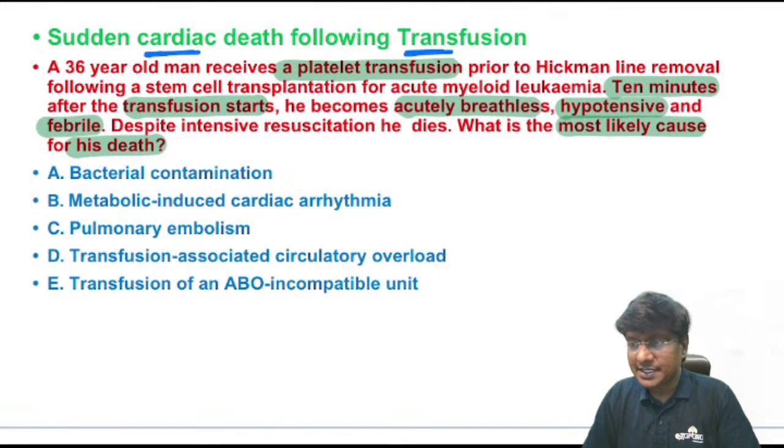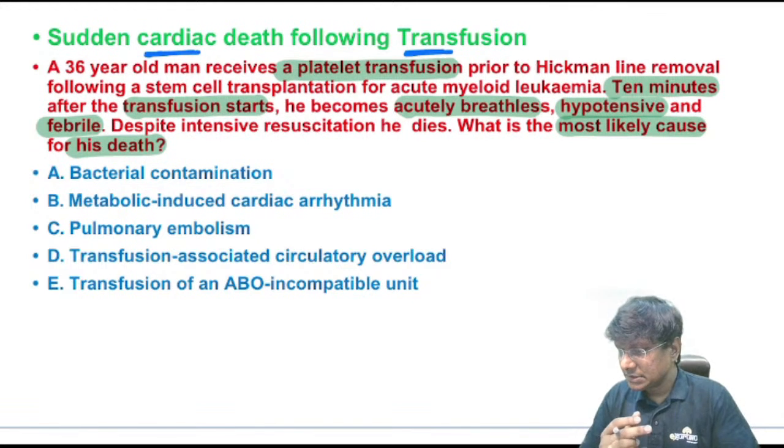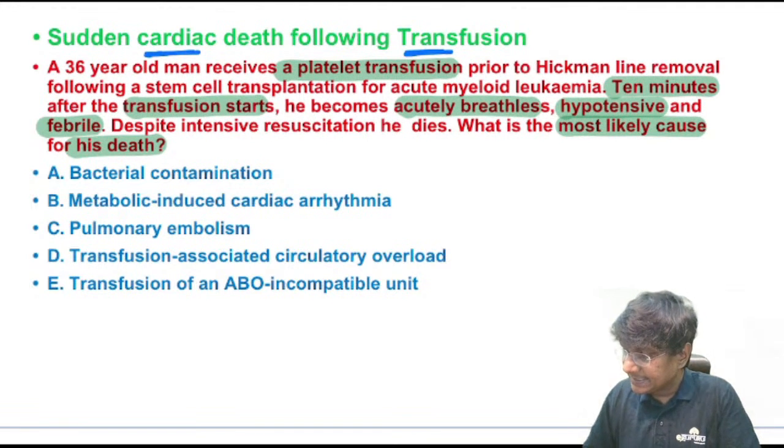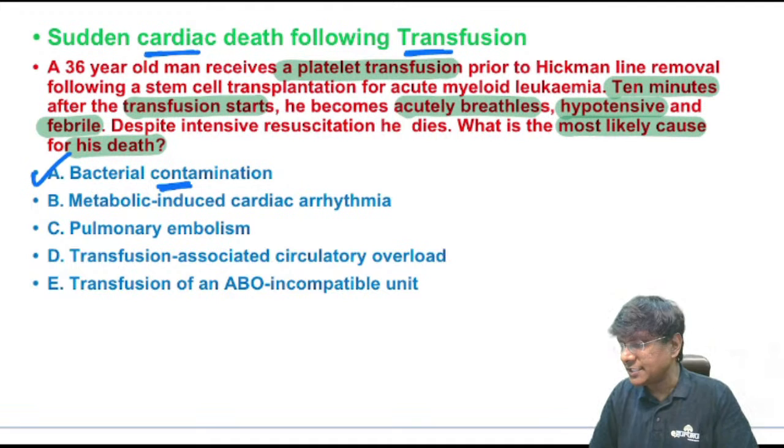Yes, what do you think is the correct answer here? Yes, Tejakumar, there is no option of TRALI here. Transfusion associated acute lung injury is not an option. So what do you think is the correct answer? Right, the correct answer here is, no, it is bacterial contamination. It is not transfusion associated circulatory overload. I'll explain to you one by one.